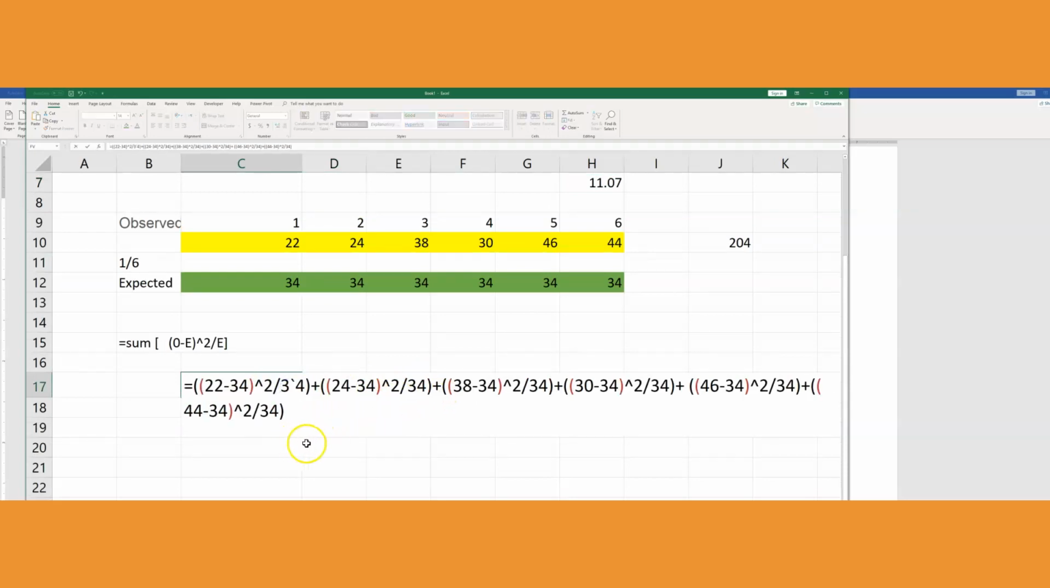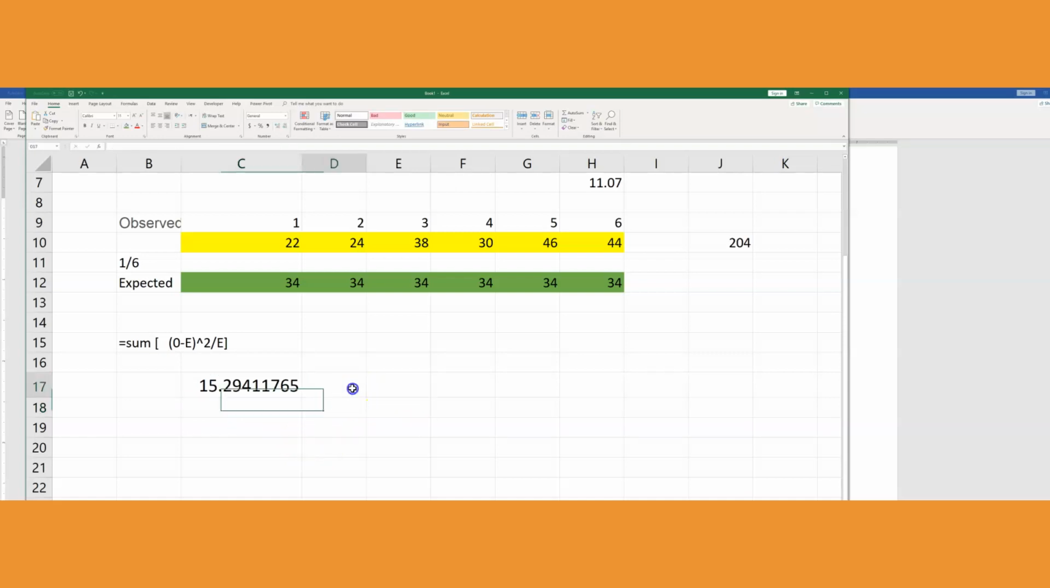Is this greater than 11.07? It's true. That means we reject the null hypothesis. We reject the null hypothesis, and indeed, the die is unfair. Somebody's cheating us. Maybe the casino or the person who's running the die is not an honest person.